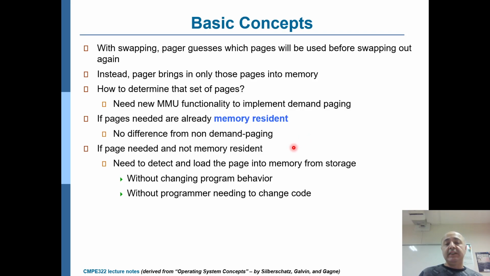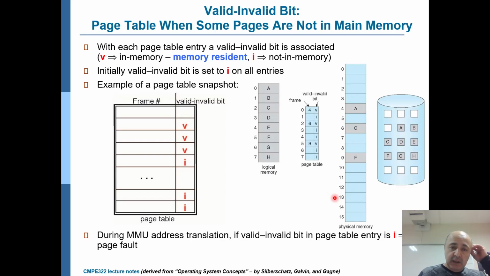But if the page you need is not in the memory, then you need to detect and load the page. You need to first detect that this is not a memory access error, but this is just because of the operating system. Find the corresponding page, bring it into the memory, and then resume the process. This should be done without changing the program behavior. In other words, the program should not be aware of this. The only thing is the program is slightly delayed. And also the programmer should not make any changes in the code. So this should be done completely independent of the process.